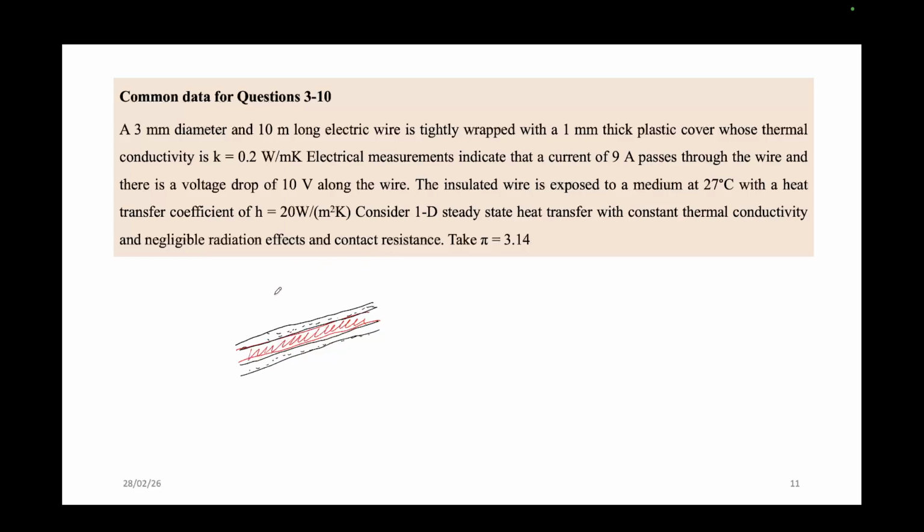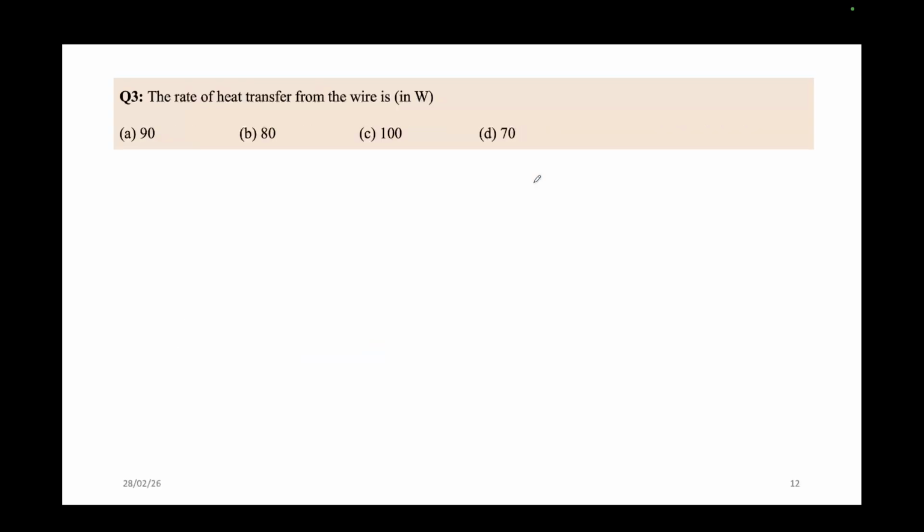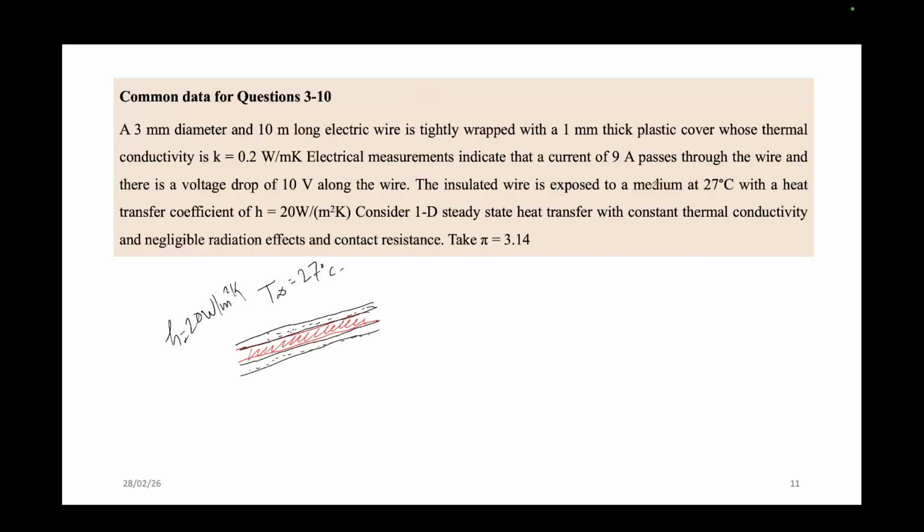Okay. So it is exposed to the atmosphere where T infinity is given as 27 degrees centigrade, h is given as 20 watt per meter square Kelvin. It is given one-dimensional steady state, and all these things are given. So coming to the first question, what is asked? The rate of heat transfer from the wire. This is a simple question. As they have asked about the rate of heat transfer from the wire, one-dimensional steady state equation.